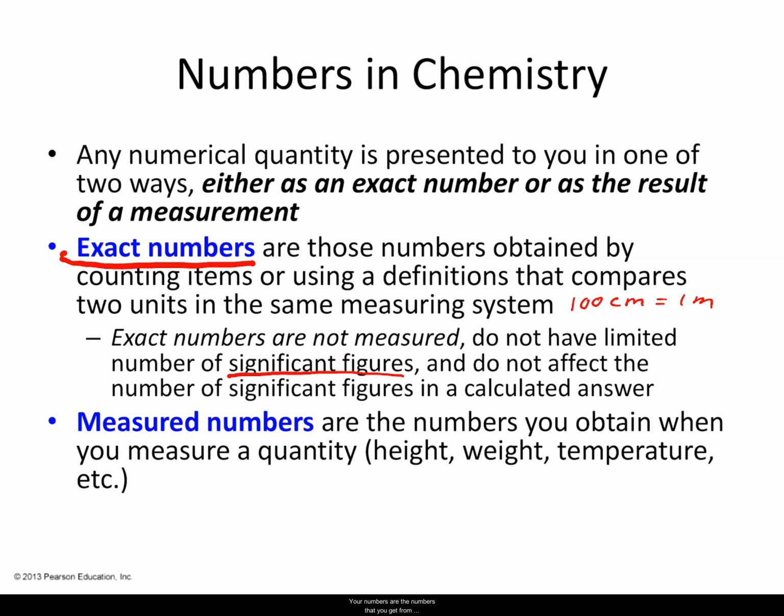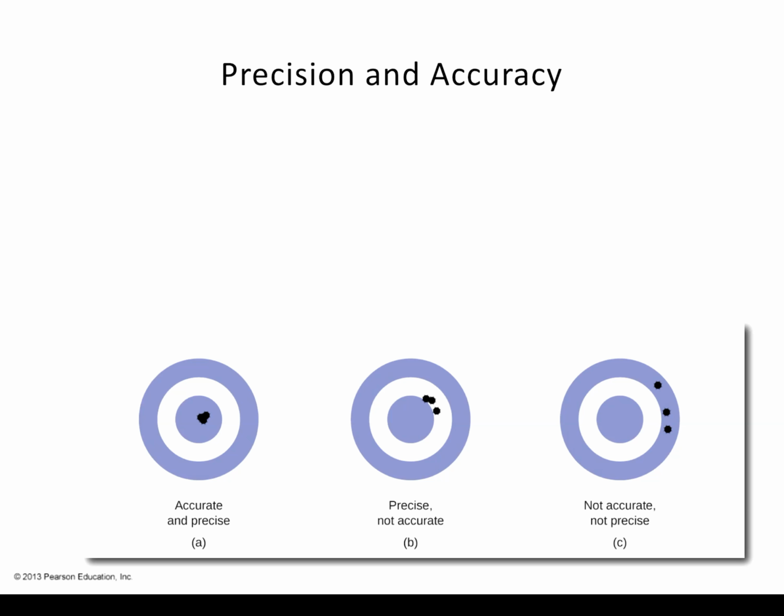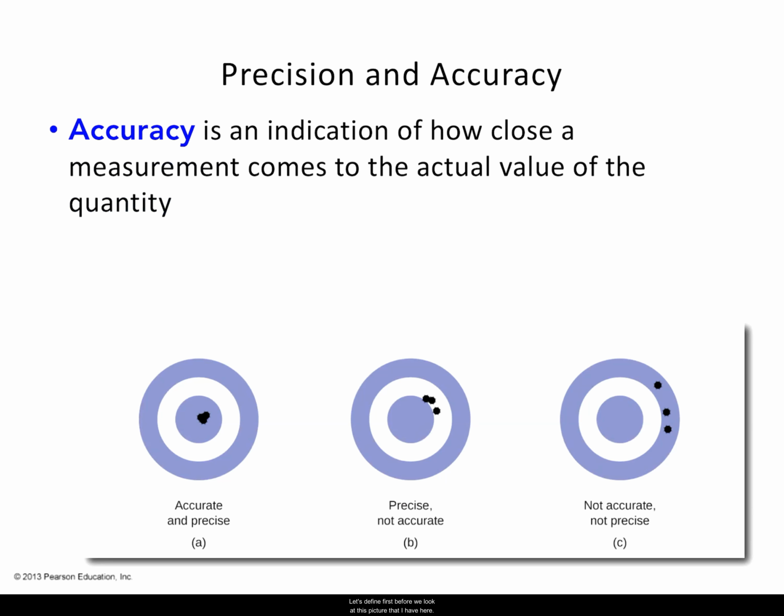Now measured numbers are the numbers that you get from measuring something. Height, weight, temperature, etc. This comes into play a lot when we're thinking of how precise you are or how accurate, especially when it comes to experimentation. So let's define first, before we look at this picture that I have here, accuracy.